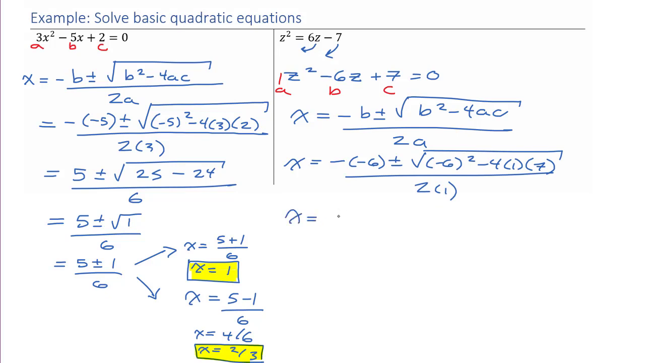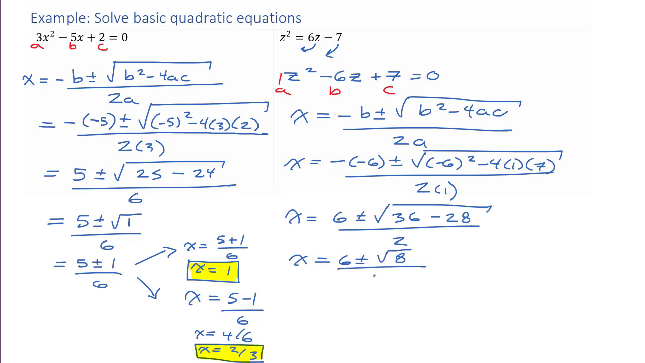So I'm going to get -(-6), which is 6, plus or minus the square root of 36 minus 4 times 1 times 7. So that's going to give us 28, all divided by 2. All right, 6 plus or minus the square root of 36 minus 28, which gives us the square root of 8. Now, we're not actually done here. We can clean this up more, okay?